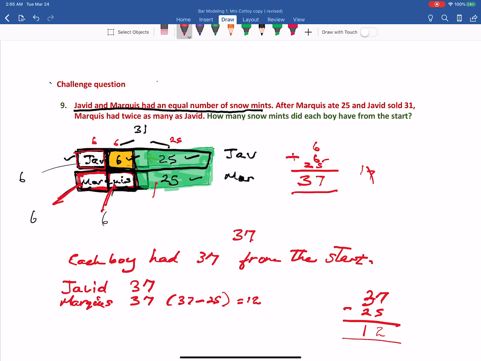So after Marquis ate 25 and had 12, and Javid sold 31, 37 take away 31 is 6. So Javid had 37 take away 31, which is 6. Marquis had twice as many as Javid. 12 is twice 6. 6 is a half of 12. How many snowmen did each boy have from the start? Hooray, we did it. So that's a challenge question.